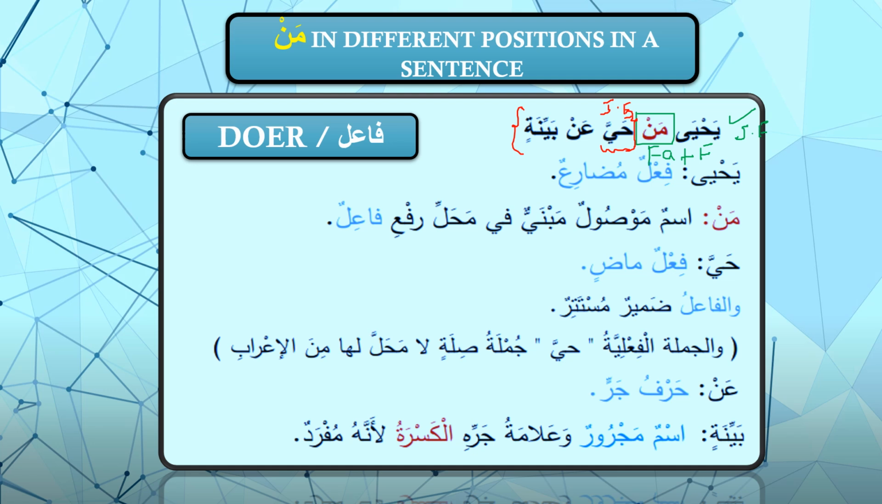So this jumla is called jumlatus sila. Here you can see it's called jumlatus sila. It doesn't hold any i'rab, any position, and you can do the i'rab, but it's better to say لا محل لها من الإعراب. An and bayyinatin are the jar wa majroor. In short, you can say jar wa majroor.